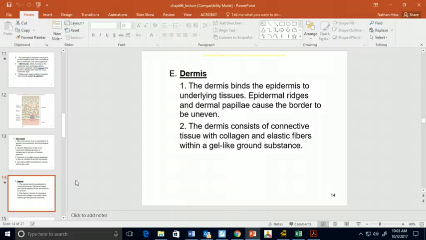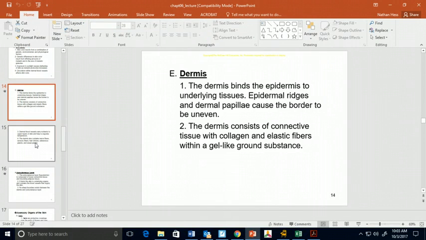We cool? And again, the dermis is mostly connective tissue. It has collagen in it. It has elastic fibers, which give it some stretch. The collagen gives it the backbone to make it strong. And it has this gel-like ground substance, kind of like the cytoplasm in the cell. That's what that ground substance is.